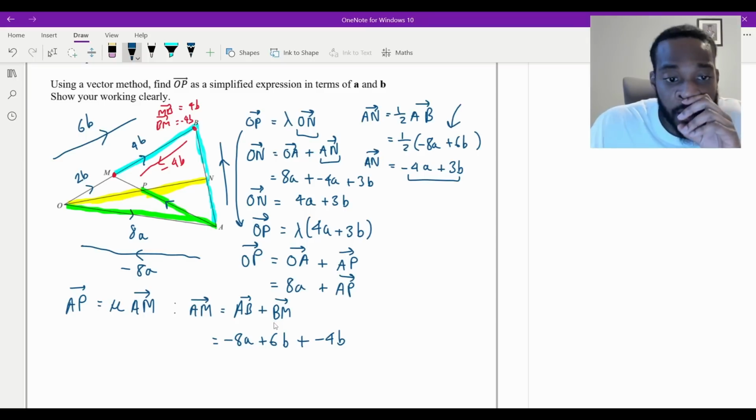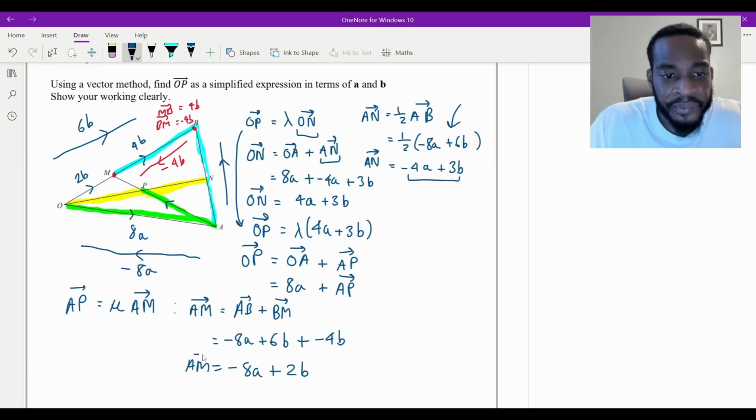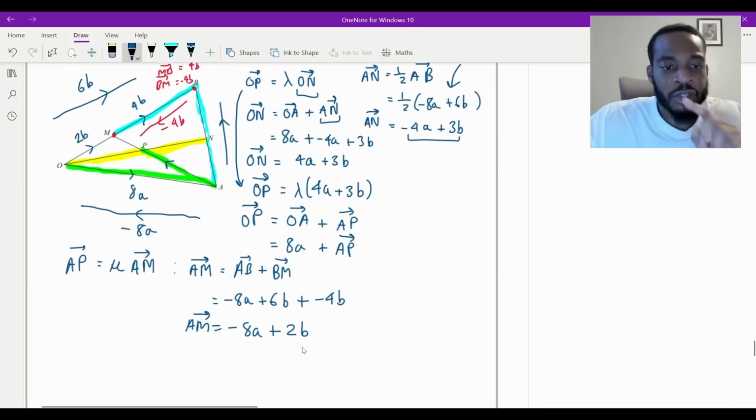And then now, tidying this up here, we're going to have minus 8A and then 6B plus minus 4B. 6 take away 4 is 2. It's going to be minus 8A plus 2B, like that. And this is the vector A to M. Okay, so now let me just double check. 6 take away 4, that's all good. Good stuff. All right, perfect. So now I have an expression for A to M. I can update A to P.